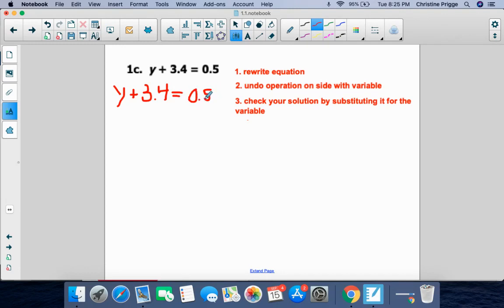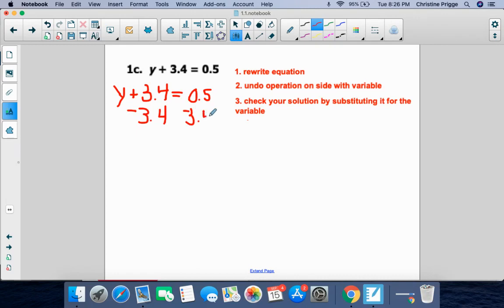5/10. Now I need to undo the operation on the side with the variable. This time it would be the left-hand side over here. What operation do I have happening? I have addition. So the opposite operation, or the undo for addition, is subtraction. So if I take the 3.4 away from this side, I need to do the same thing to the right-hand side of the equation.